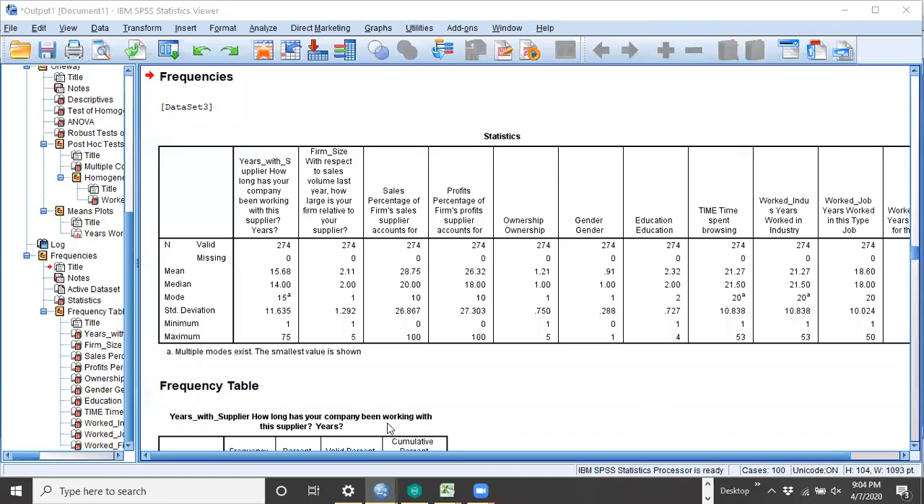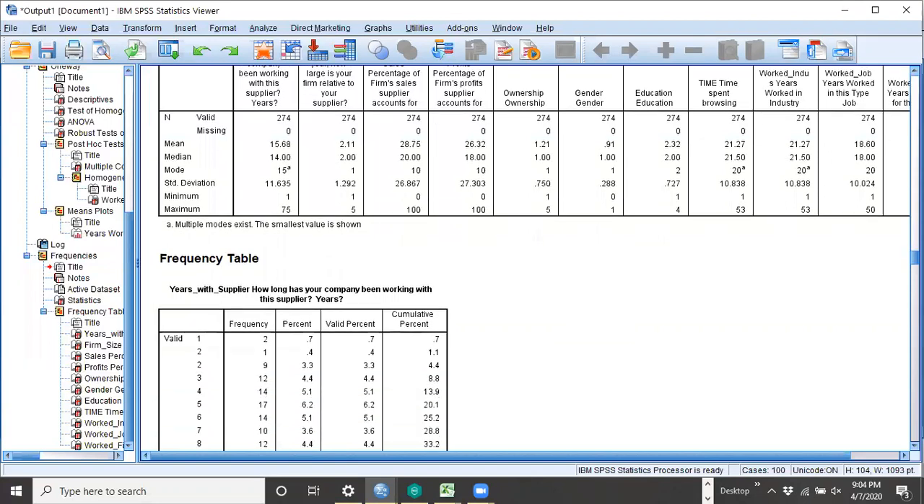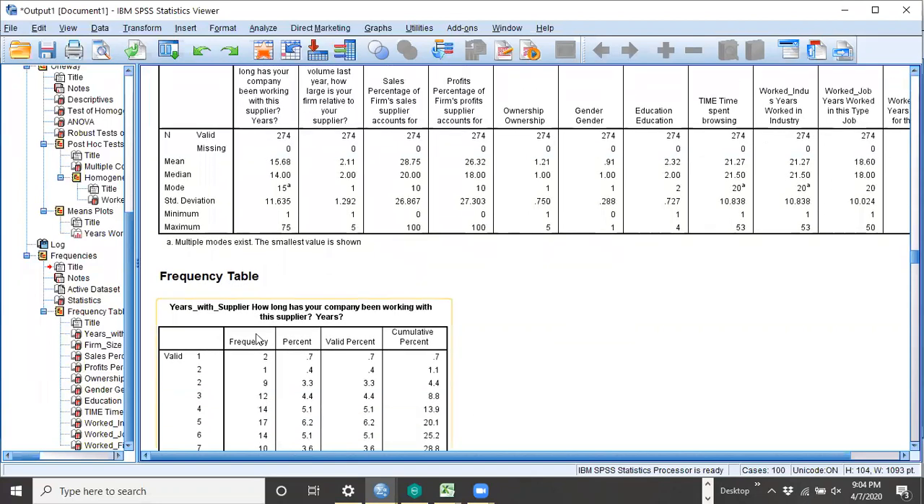Now make sure you can see it. So you can see years with supplier: how long has your company been working with the supplier? There are 274 valid cases, meaning 274 participants filled out this question. The average is 15.67. But before we really talk about averages, let's make sure that the level of measurement is appropriate. So here is a frequency table for years with the supplier.